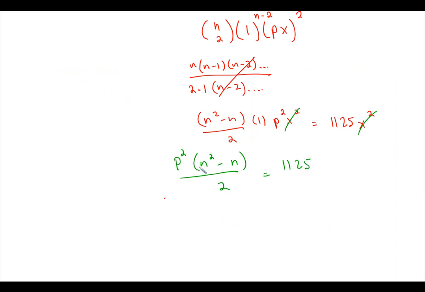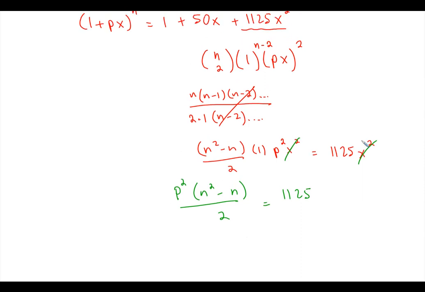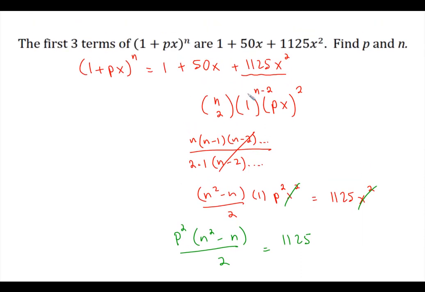So the issue is we have two different variables, right? So we need to do some sort of substitution. Whenever this happens, you have to understand that you're probably going to have to find some other equation and solve for p so that you can substitute it in, okay? So using our problem, we also have this term right here, the 50x. So how do we get something with just an x, right?